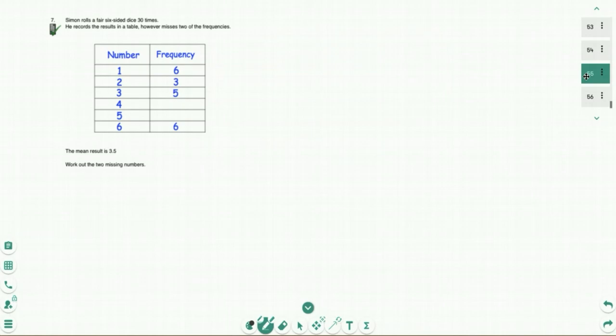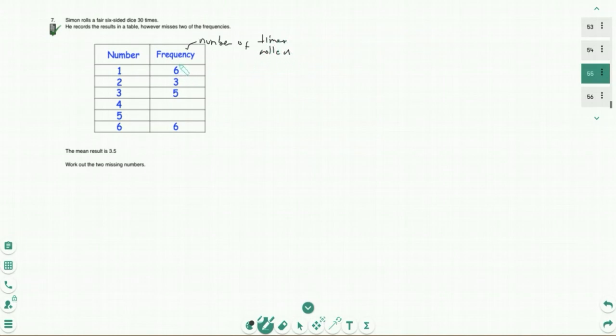Next one. Simon rolls a fair 6-sided dice 30 times. He records the results in the table, however misses 2 of the frequencies. The mean result is 3.5. Work out the missing numbers. So in this case, the frequency stands for number of times rolled.